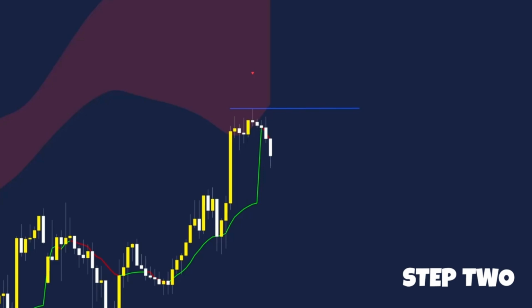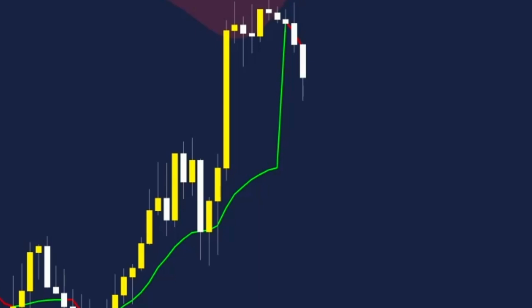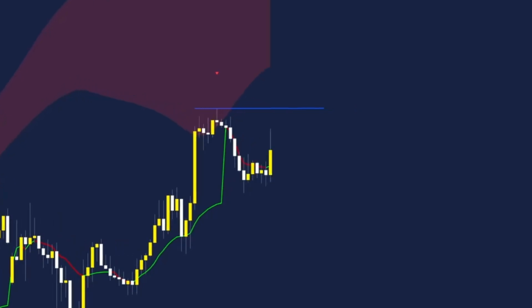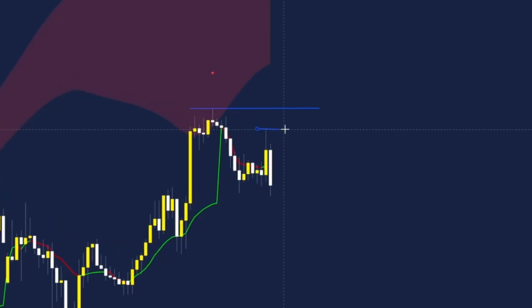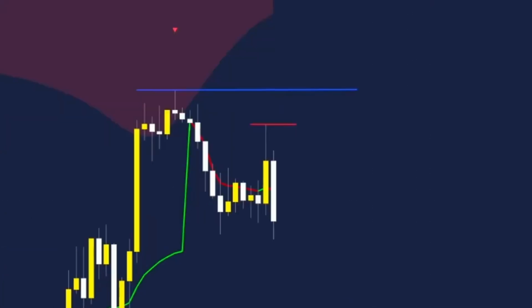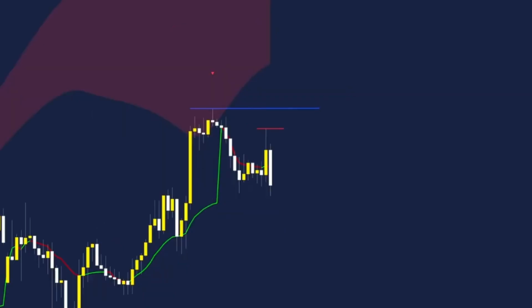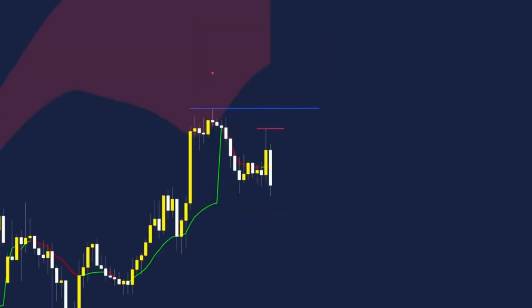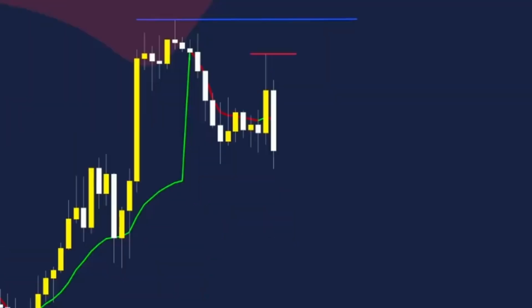Now step 2 is for price to come back below and close below the VWAP line. This is the green and red line right here. The next step for this indicator is for price to make a secondary high. Now price does not need to come to the exact point of the first initial high, but the closer that we can get it to be in a double top formation, the more likely it is for our trade to play out.